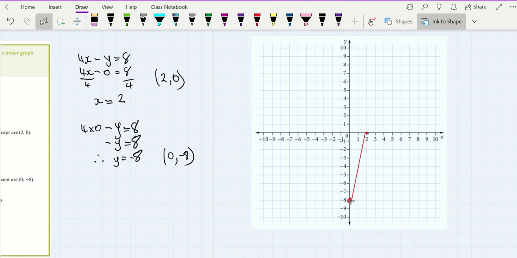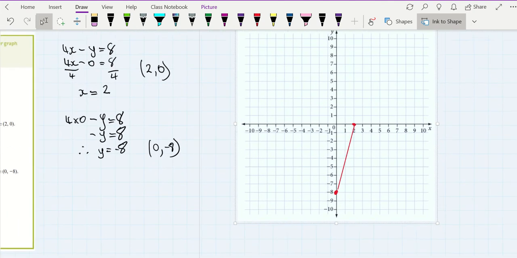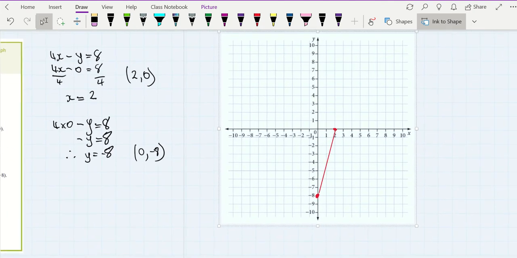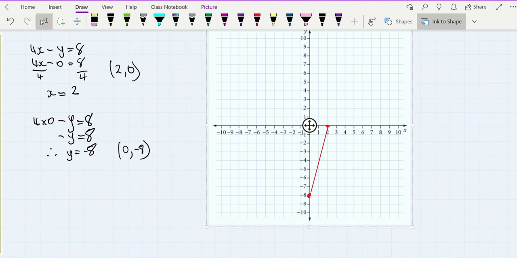Not doing it very nicely for me. And then we don't know if that line starts or finishes there. I've just said it's a line segment here. All we need to do now is to write our function on the line. So 4x take y equals 8.